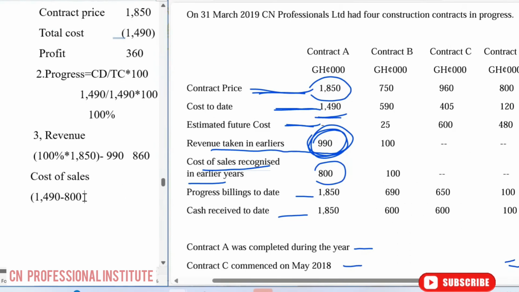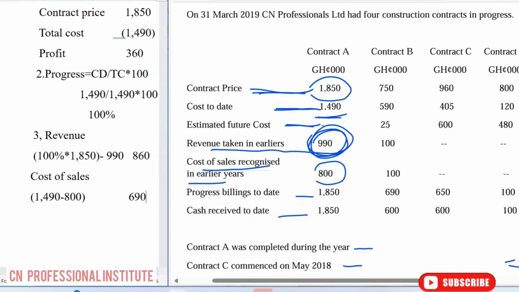So we have to deduct the previous revenue recognized and then the previous cost of sales recognized. So when you do it, you get this 90. Okay, so you pick cost to date and you less previous cost to date or previous cost of sales recognized.